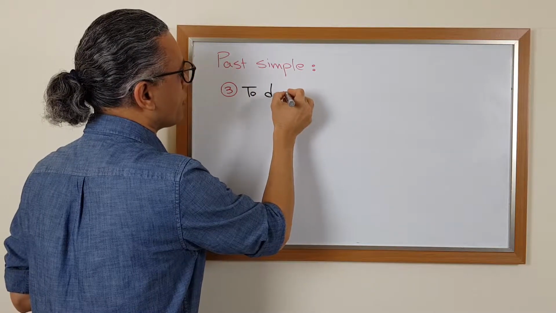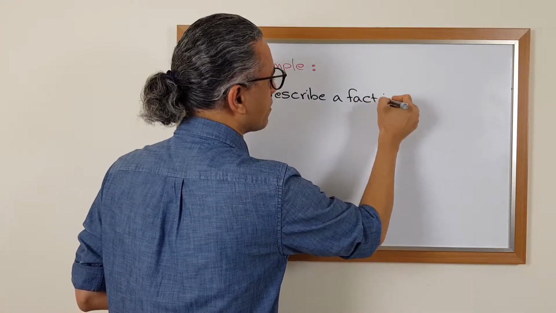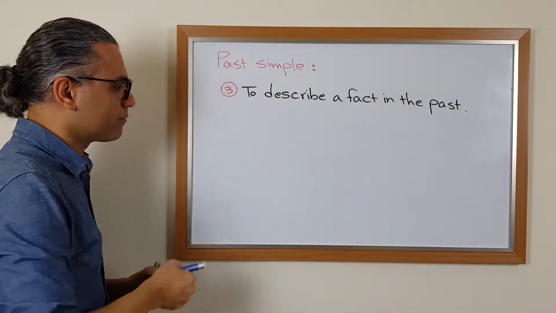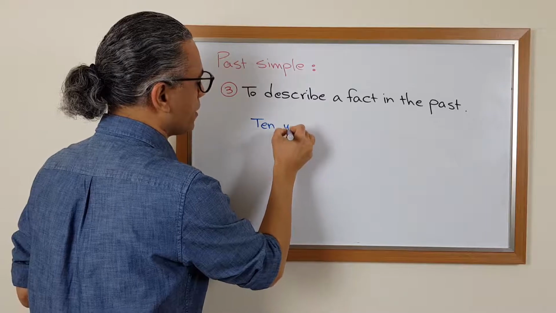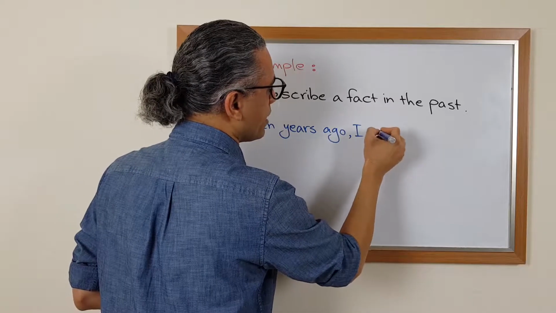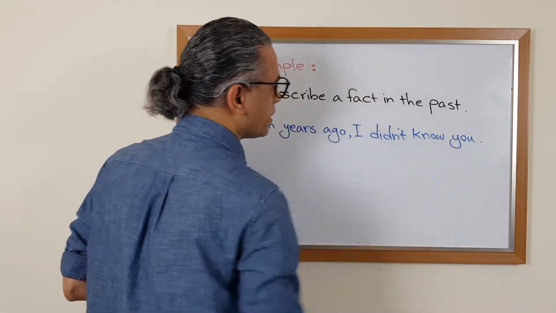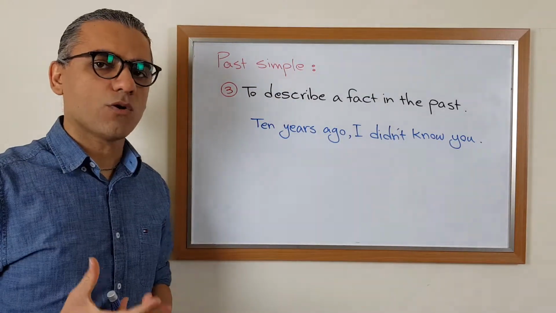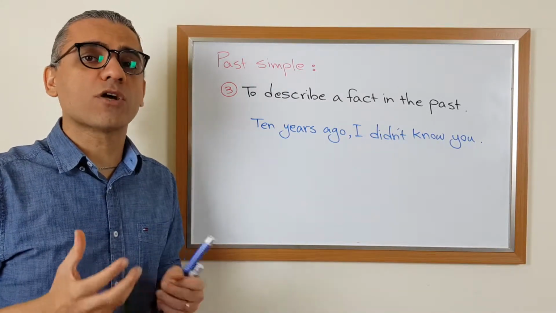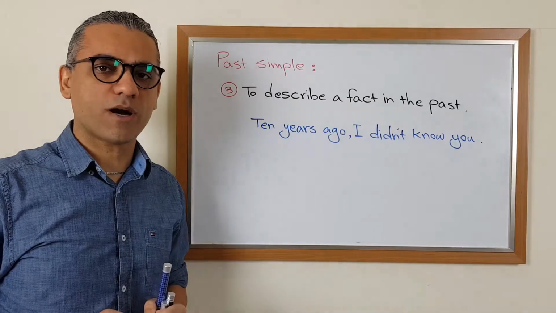to describe a fact in the past. For example, 10 years ago, I didn't know you. This is only or merely describing a fact in the past, something which was true or was not true in the past. 10 years ago, I didn't know you. This is the third function of past simple.